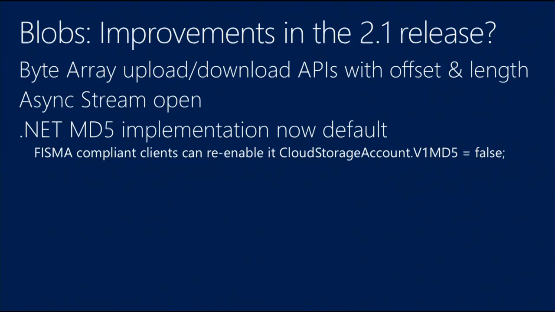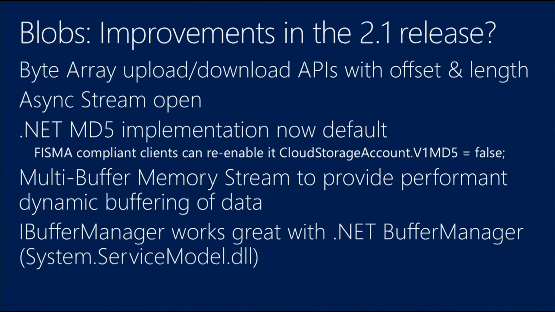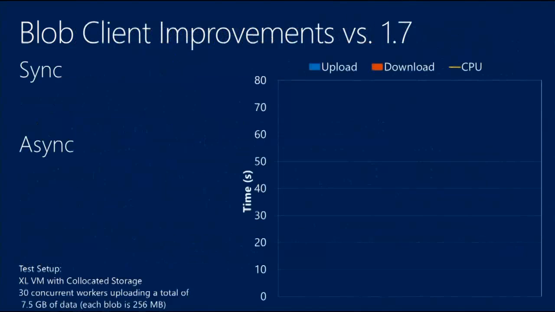An asynchronous stream open. Again, the .NET MD5 implementation is now default. You can see the flag there if you need the FIPS compliant MD5. Multi-buffer memory stream, and then the IBufferManager. I kind of hinted at this before. We patterned IBufferManager after the buffer manager implementation in System.ServiceModel. So if you're on a desktop environment, you can hook up buffer pooling in just a few lines of code. For other platforms like phone and Windows RT, you can program against the IBufferManager interface. It's incredibly simple.